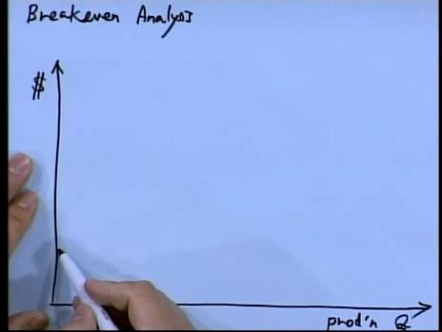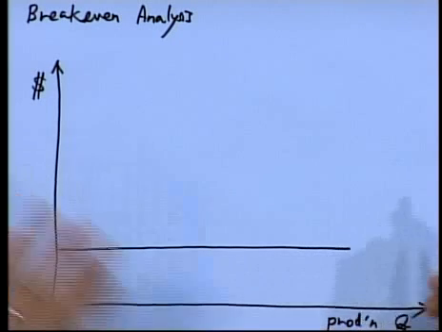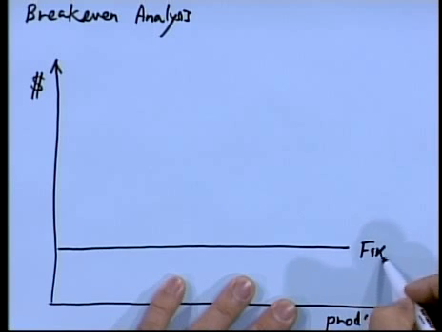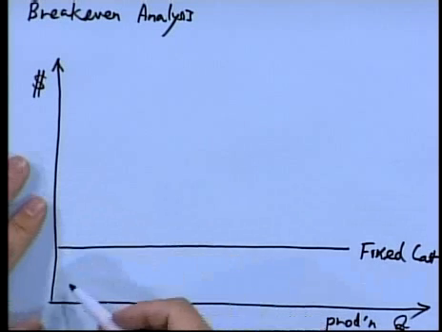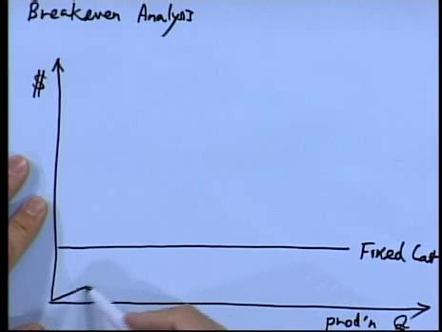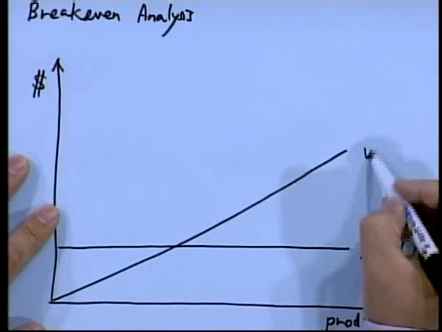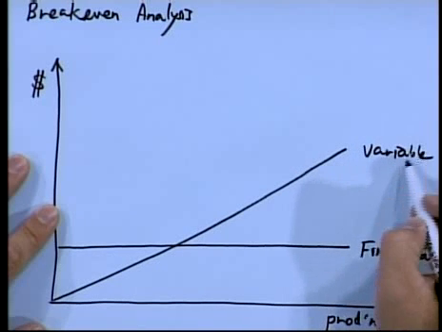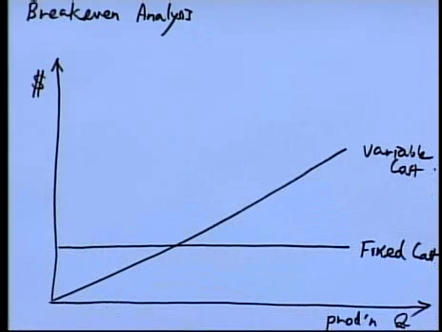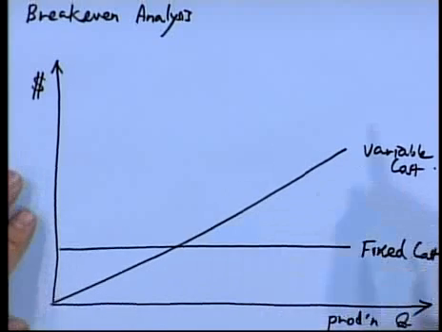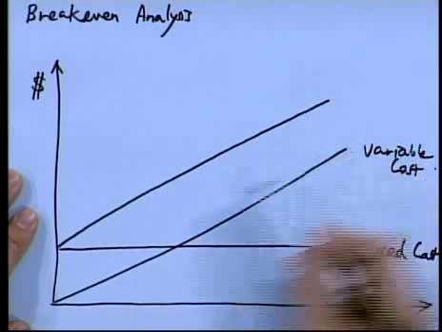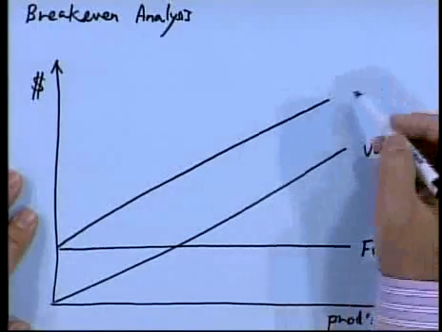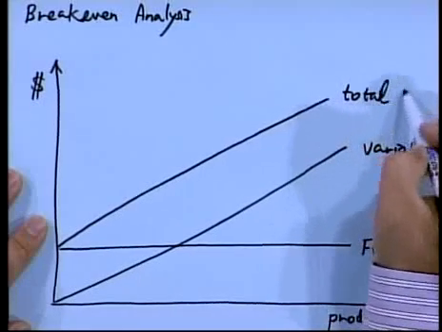Now let's say there is a fixed cost. And there is a variable cost, something like this. And what would be the total cost? Total cost would be something like this, that has the same slope as the variable cost, right? So the total cost.